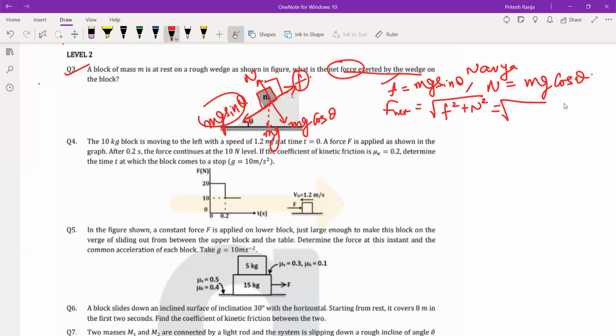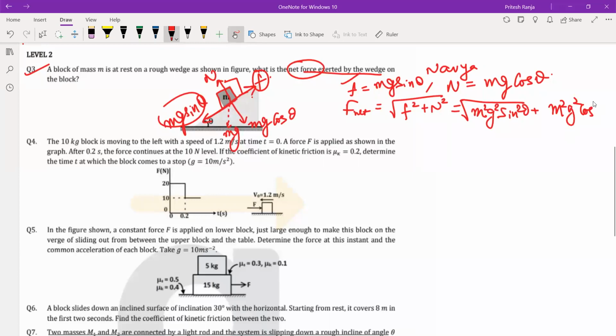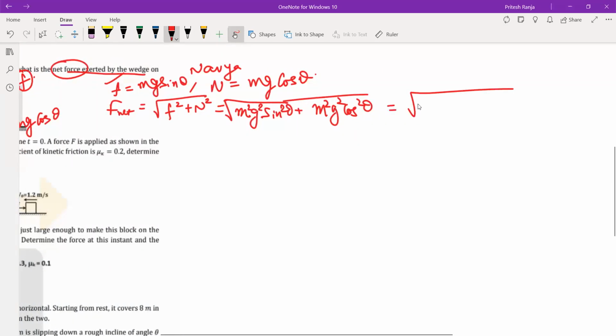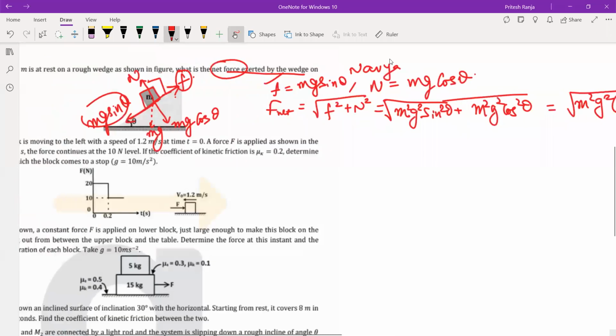So that will be root m square g square sine square theta plus m square g square cos square theta. So here you take m square g square common and cos square theta plus sine square theta. So this is equal to 1. So you get root m square g square and that is equal to mg. So mg is the answer for the third one.